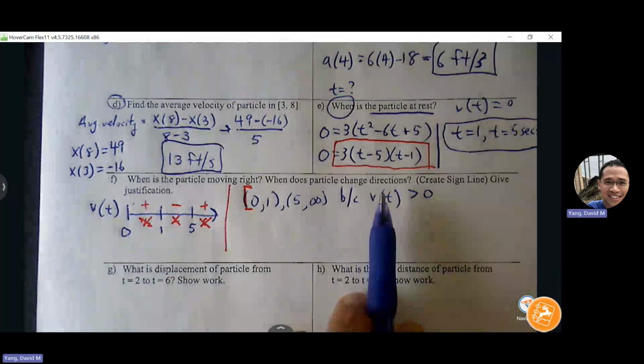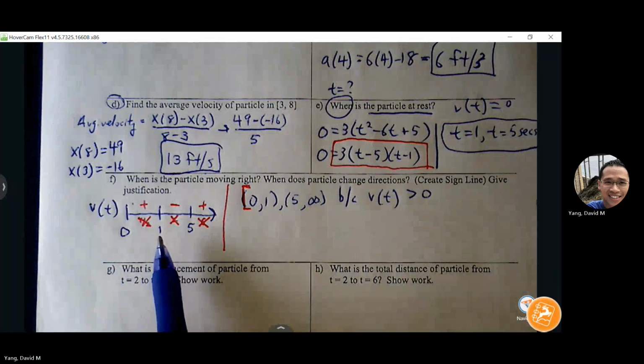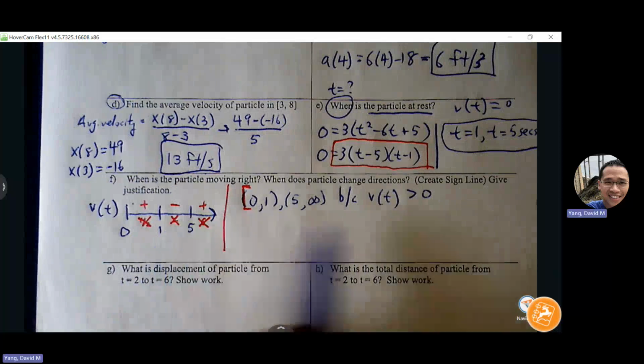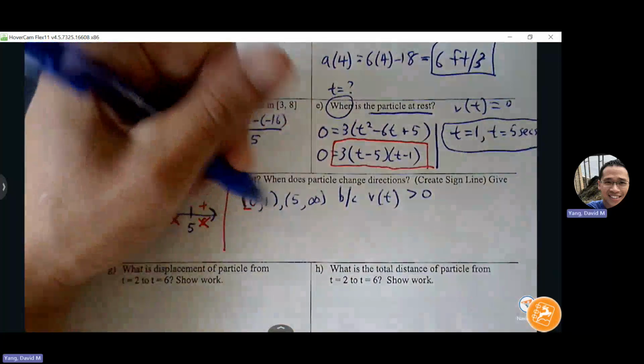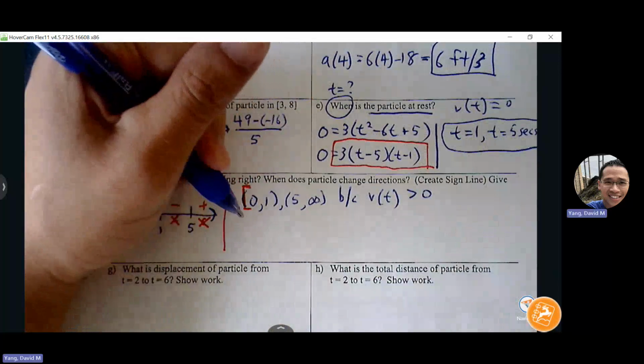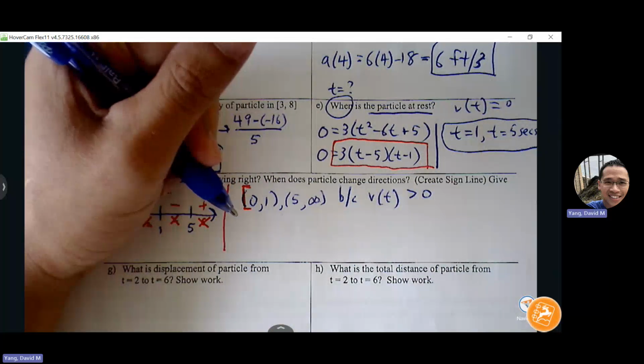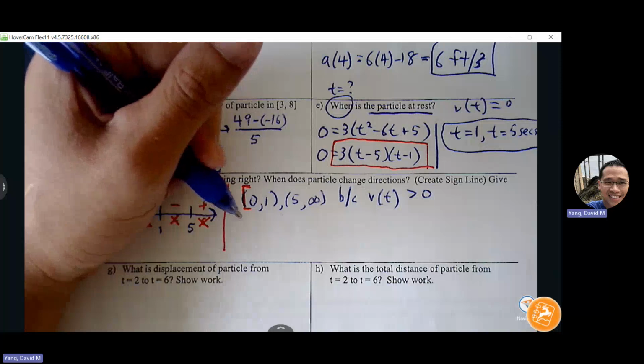Okay, when does the particle change direction? Yeah, 1 and 5. And the reasoning is because velocity changes signs. You don't specify the direction or the order of direction change, you just have to say that velocity changes signs.